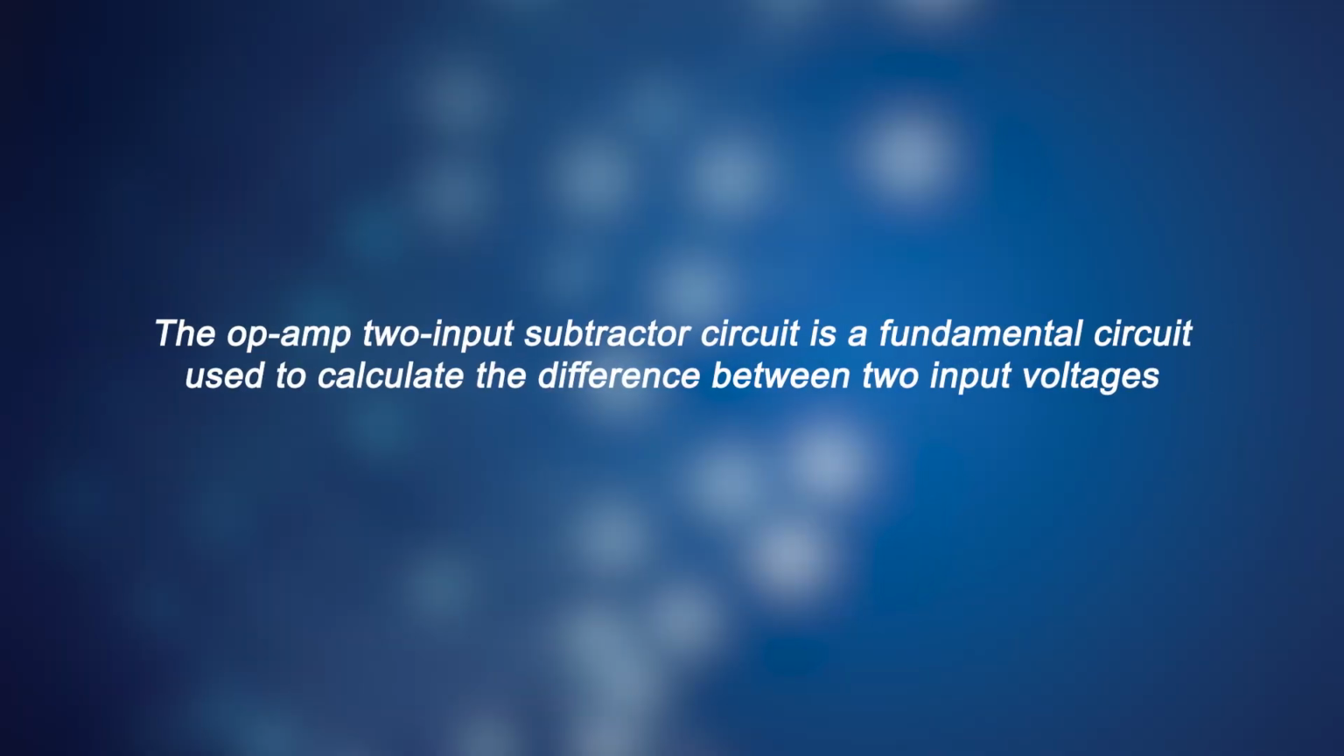The first type is the two input subtractor circuit, a fundamental circuit used to calculate the difference between two input voltages. It is a specific application of an operational amplifier and is commonly used in various electronic systems for tasks like signal conditioning, differential measurement and instrumentation. Let us break down the components and how this circuit works.